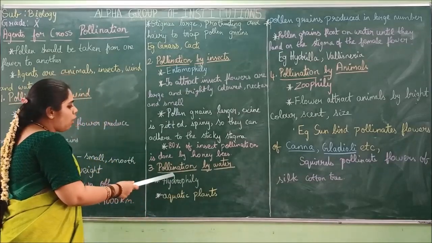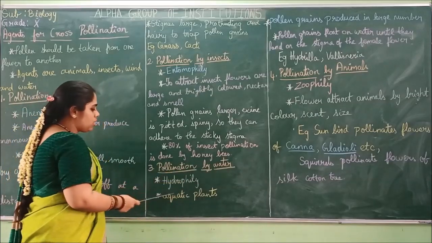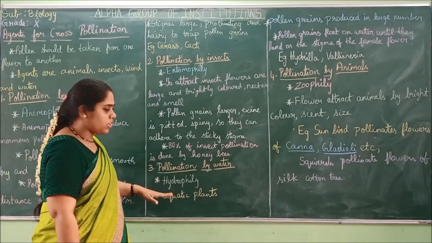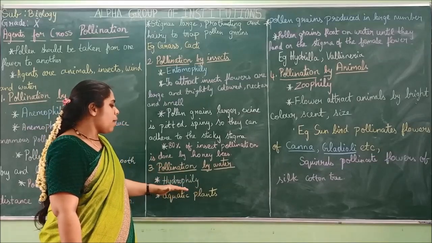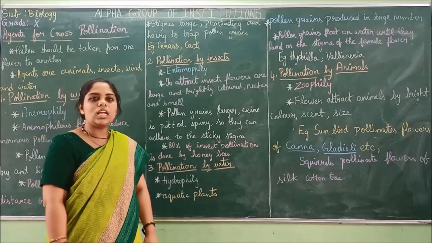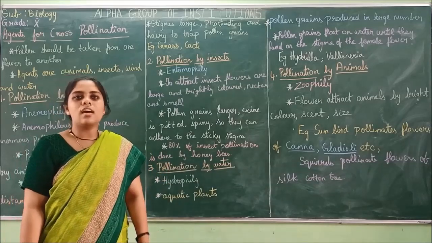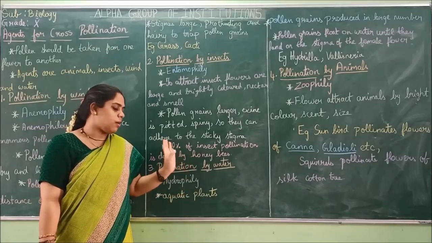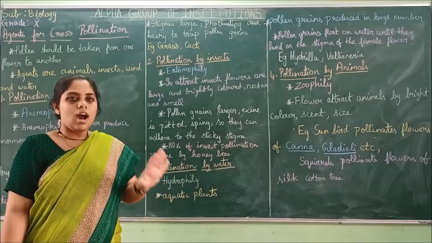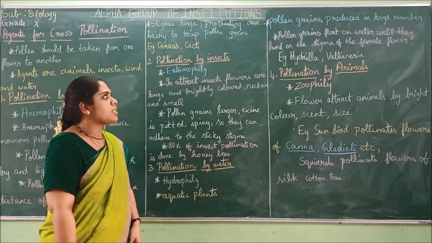Then the third is the pollination by water. This pollination by water is known as hydrophily. Hydro means water. So what happens with water? Aquatic plants are the only ones involved. Aquatic plants are those which live in water. Since pollination is through water, those plants which live in water are involved in such pollination.